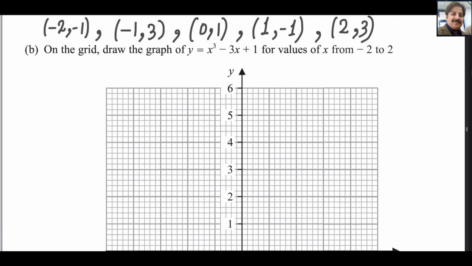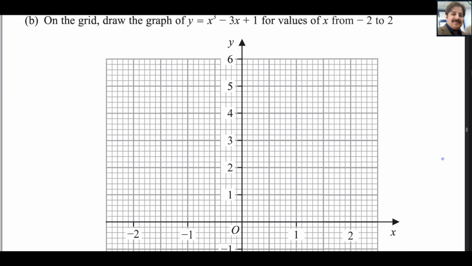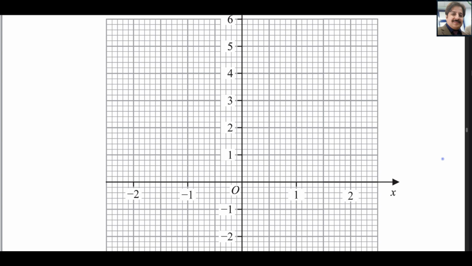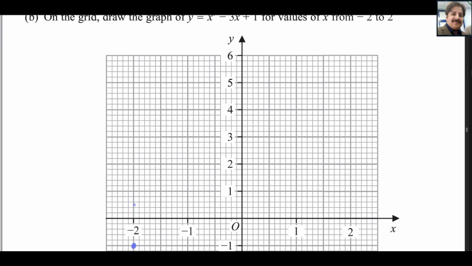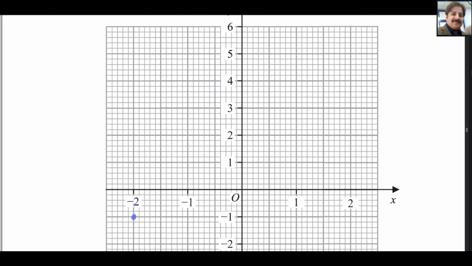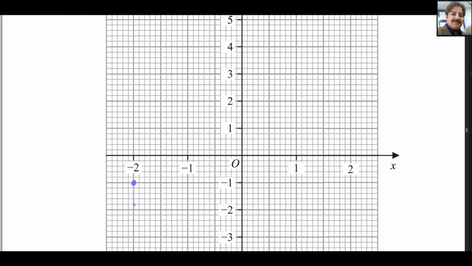Let us draw. First of all, you must know where is minus 2 and minus 1. Negative 2 and negative 1 is here. So this is the first point. Okay, and the next point, minus 1 and 3. Negative 1 and 3 will be here. So draw this point here.